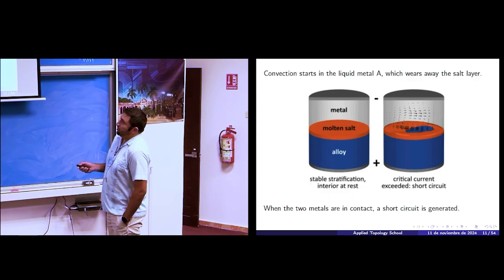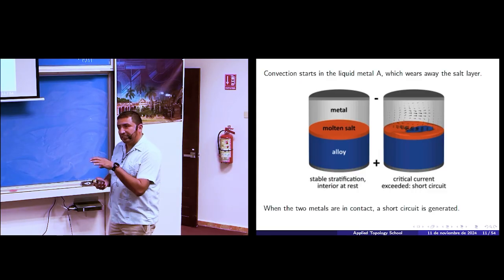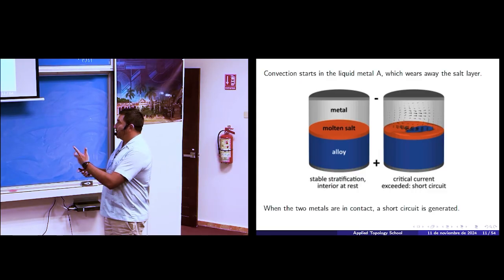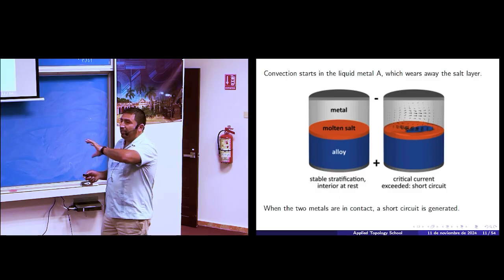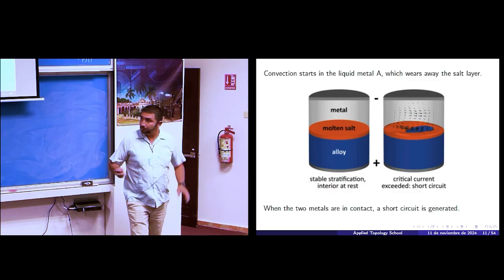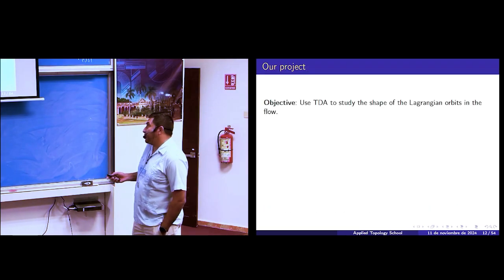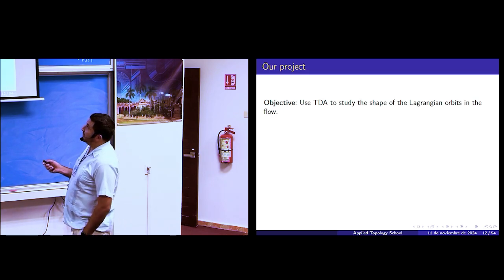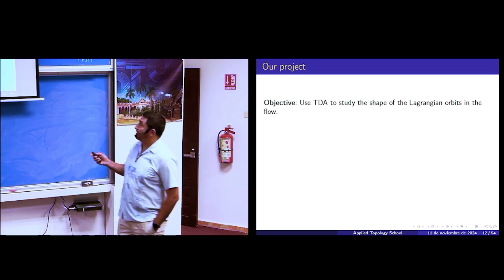And obviously, when the two liquid metals are in contact, a short circuit is generated, and the battery does not work anymore. So the objective of our project is to use TDA to study the shape of the Lagrangian orbits in the flow.